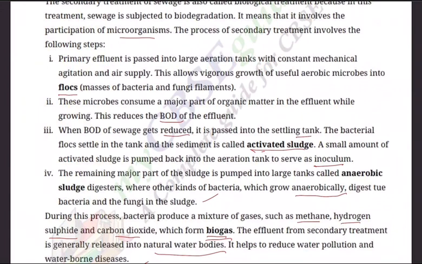So this is how you need to answer large type of questions. That is, point wise you have to answer.